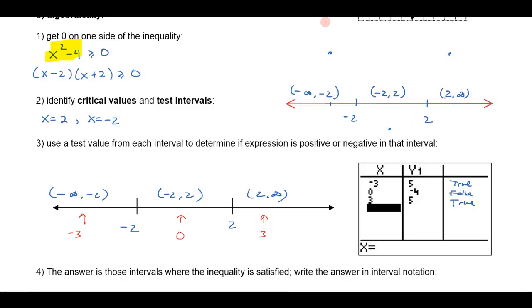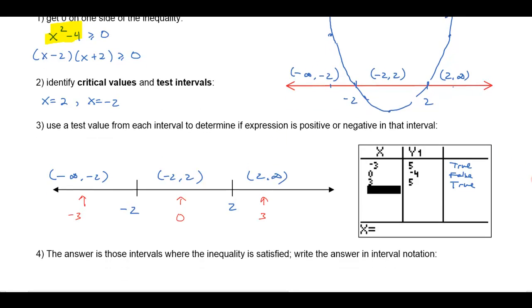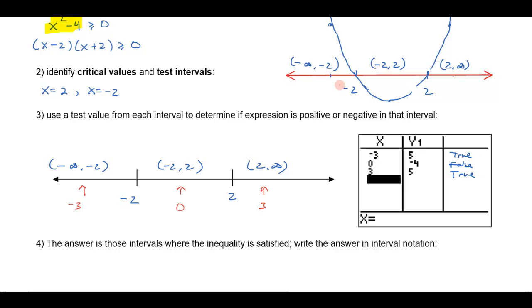And of course, I know that's the graph, right? The graph comes down here, and it's going to cross at these points right here. It's going to go below the x-axis, and then it's going to come back up and go up like that. All we're doing here is trying to determine what the graph looks like without necessarily entirely graphing the equation.